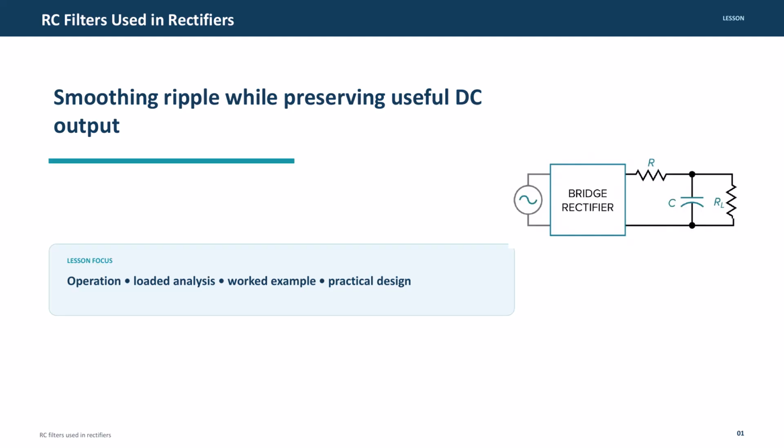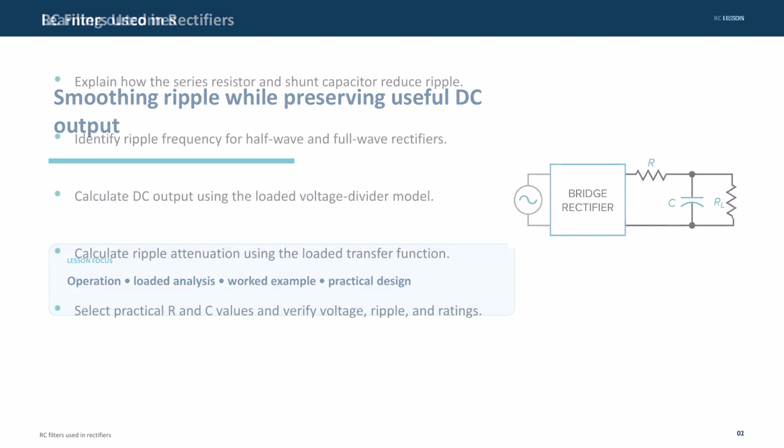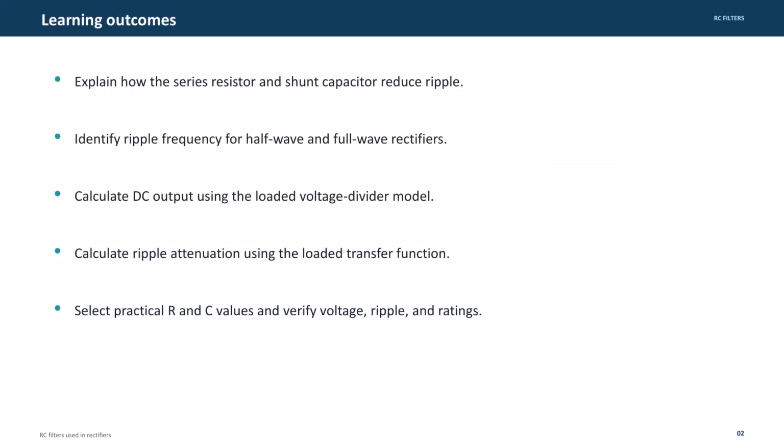Throughout the lesson, remember that a useful design must reduce ripple without causing an unacceptable DC voltage drop or excessive resistor loss. By the end of this lesson, you should be able to explain RC filter action, determine the correct ripple frequency, calculate DC output and ripple output using a loaded model, and select practical resistor and capacitor values for a stated specification. These outcomes combine physical understanding with calculation and design.